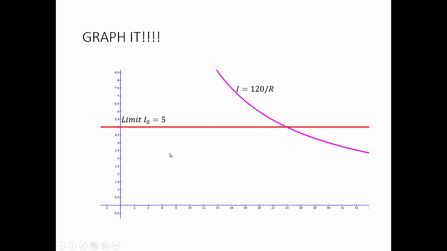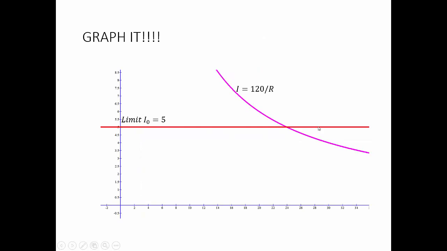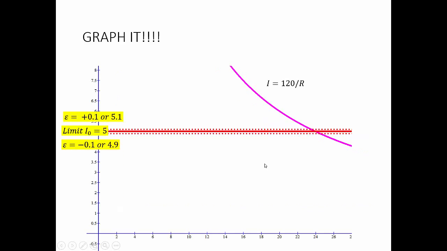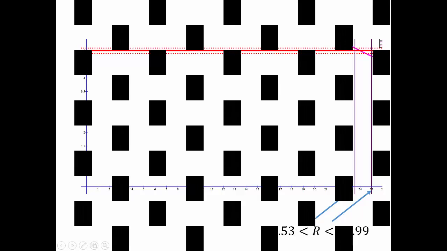And this gives me, in this case, what I have to keep my resistance in between. And I can certainly look at this on a graph. I can see my limit. Okay, and going back here, 23.53 and 24.59, as long as I stay within that limit and I plug in these values of resistance, that makes me happy. That'll keep me there.